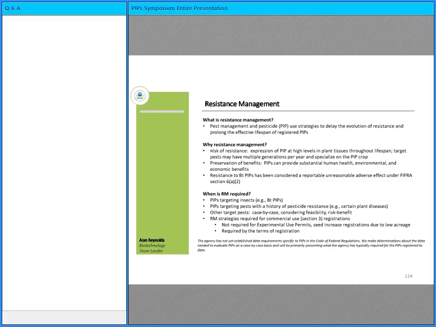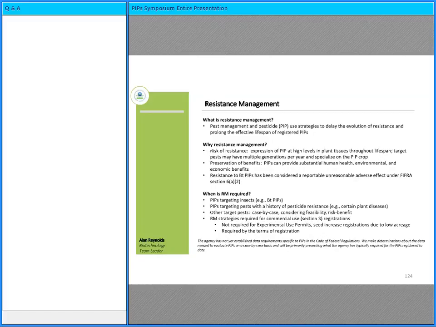Secondly, the PIPs, or at least the ones we've seen to date, have been shown to provide substantial benefits in terms of human health, environment, and economic benefits to growers. These benefits, of course, would be compromised if resistance developed to the PIP among its target pests. And then thirdly, resistance to BT PIPs has been considered a reportable unreasonable adverse effect under FIFRA Section 6(a)(2).